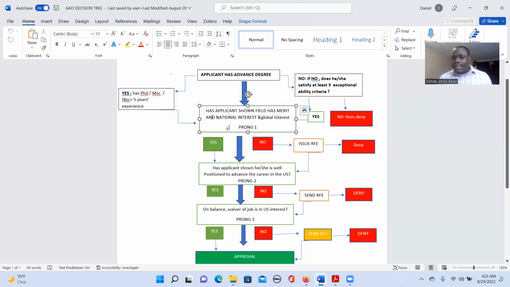Let's say you have satisfied the first prong. If you satisfy this first prong, then the officer moves to the next step of the decision making. But what if you don't satisfy it? Then the officer will issue something they call the RFE, request for evidence. A request for evidence gives you 3 months to redeem yourself, to explain yourself, and rectify this area of your application that you failed to address. And if you don't do that, of course, there's no second chance, you're going to get denied.